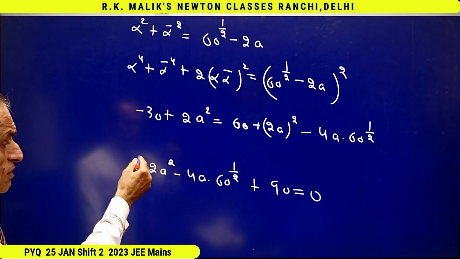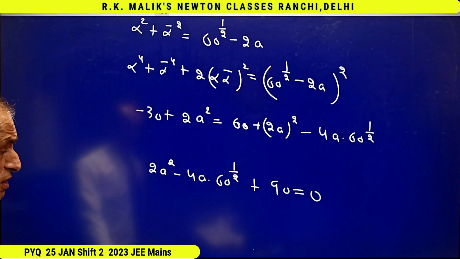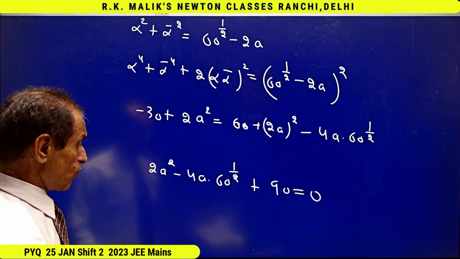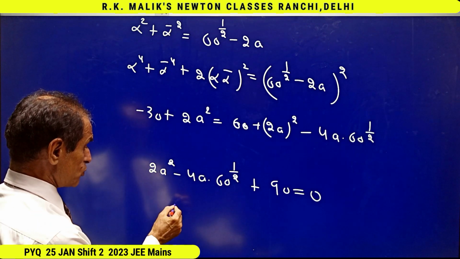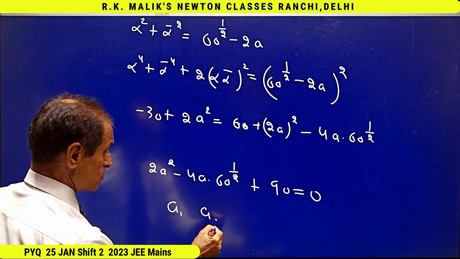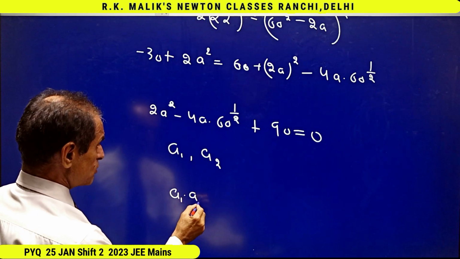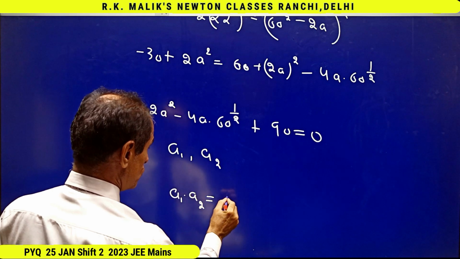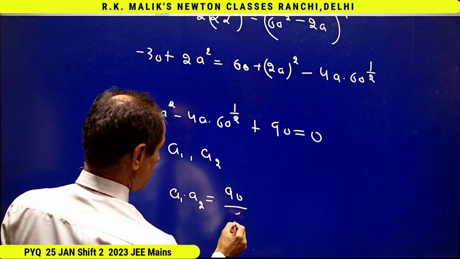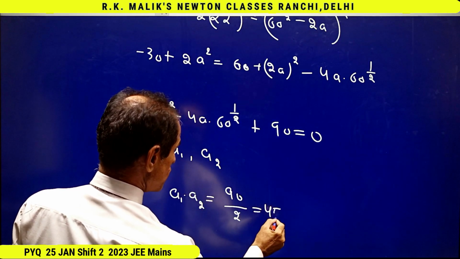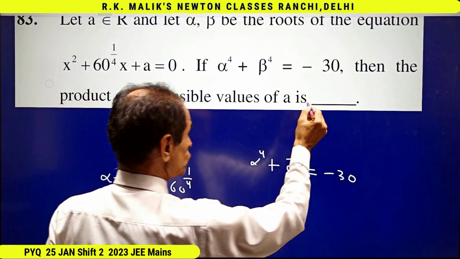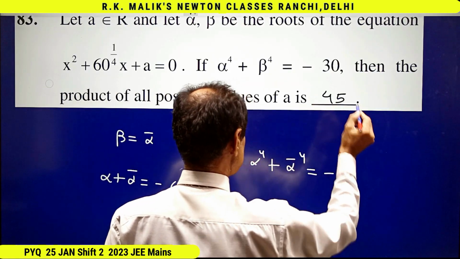And because it is a quadratic equation in A, two values of A are possible. Say those values are A1 and A2. Then A1 into A2 is equal to 90 by 2, equal to 45. Hence the answer to this question is 45.